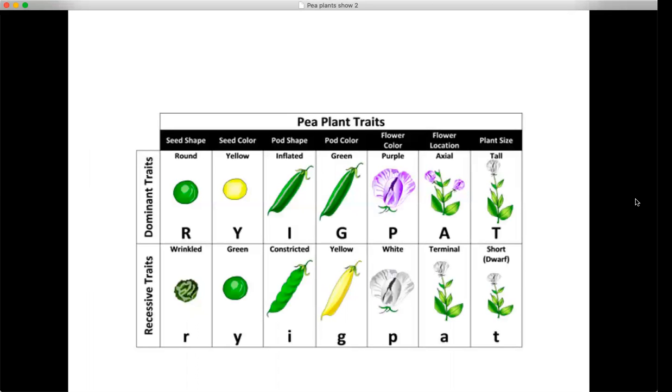And here are the traits for pea plants that Gregor Mendel studied. We've already looked at the flower color, where the flowers were, whether the plants were tall and short. Now we're going to look at this stuff about what happens when the peas develop.